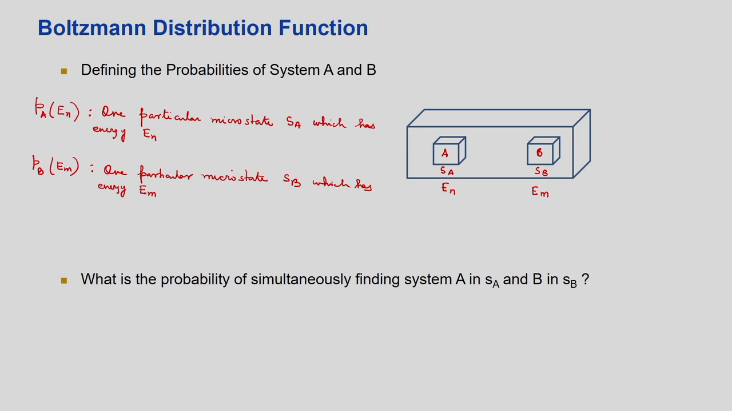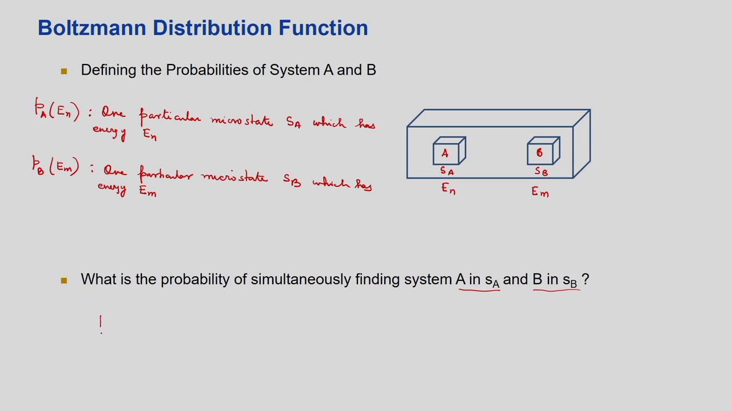Okay. Now, my next question may be, what is the probability of simultaneously finding system A in SA and system B in SB? You may have different states and different energy levels. If I enumerate them, if I table them out, what is the probability that this particular subsystem A has energy En and this particular subsystem B has energy Em?